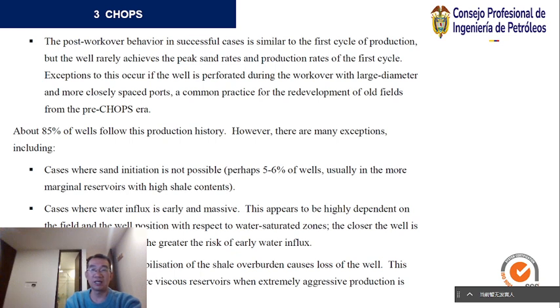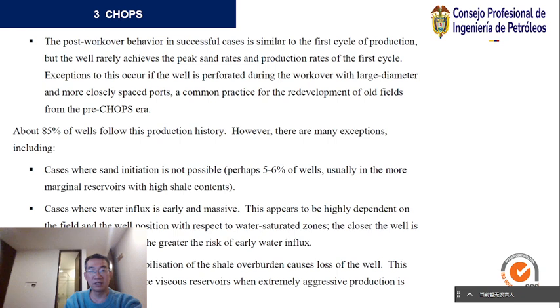However, there are many exceptions, including cases where sand initiation is not possible, and cases where water influx is early and massive. This appears to be highly dependent on the field and the well position with respect to water saturated zones. The closer the well is to bottom water, the greater the risk of early water influx.